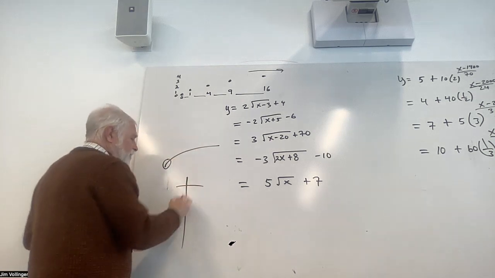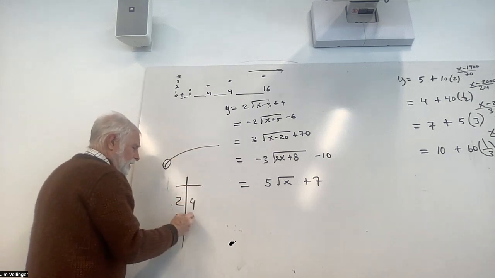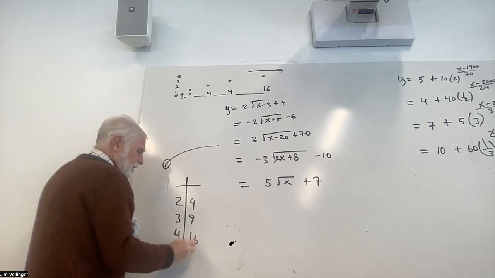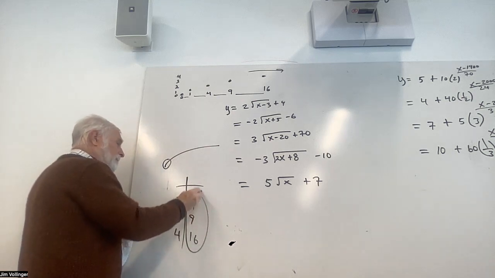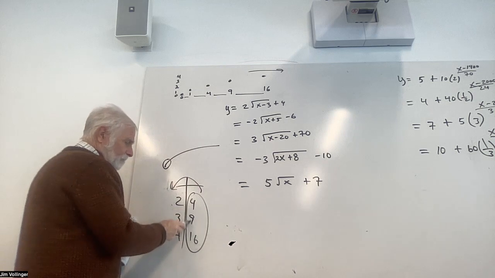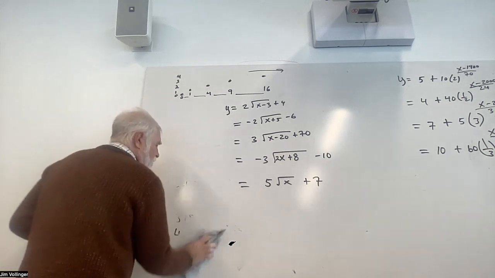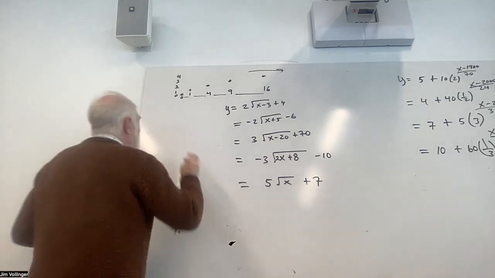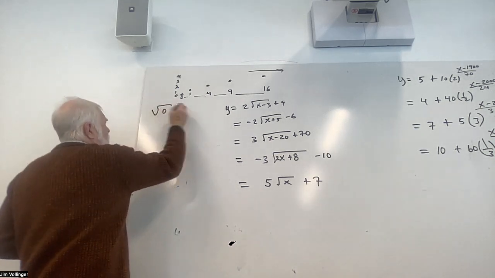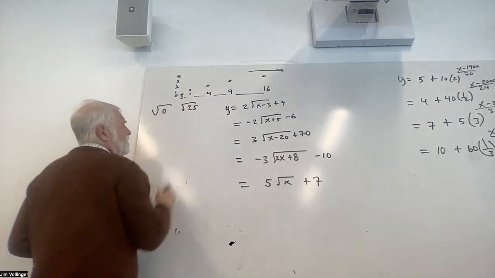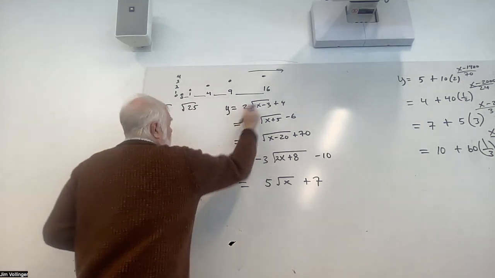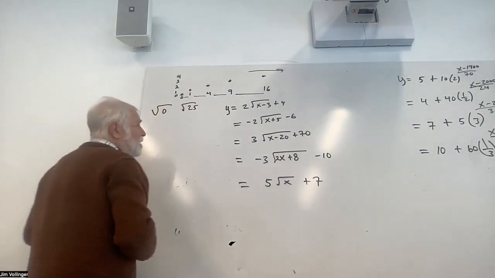You can look at the table. 2, 4, 3, 9, 4, 16. Square roots go from the area back, right? Bigger horizontal than vertical. All right, so we want to make the square root. I like to make the square root 0, and I like to make it the square root of 25. But you can make it anything you want as long as it's easy to work with.